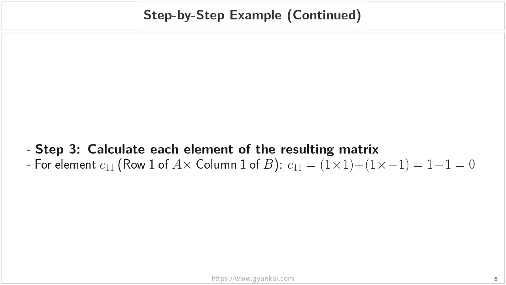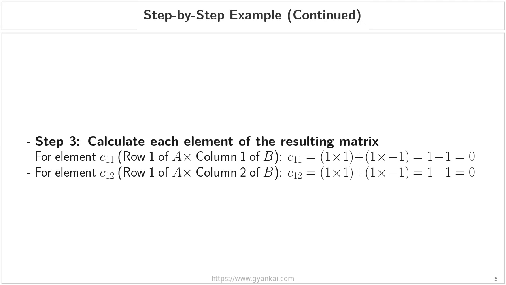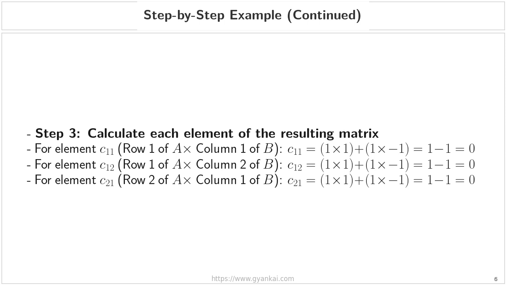Next, for element C12, we multiply the first row of matrix A by the second column of matrix B again. We have 1 times 1 plus 1 times -1, which equals 0. Moving to the second row, for element C21, we take the second row of matrix A and the first column of matrix B. The calculation remains the same. 1 times 1 plus 1 times -1, which equals 0.